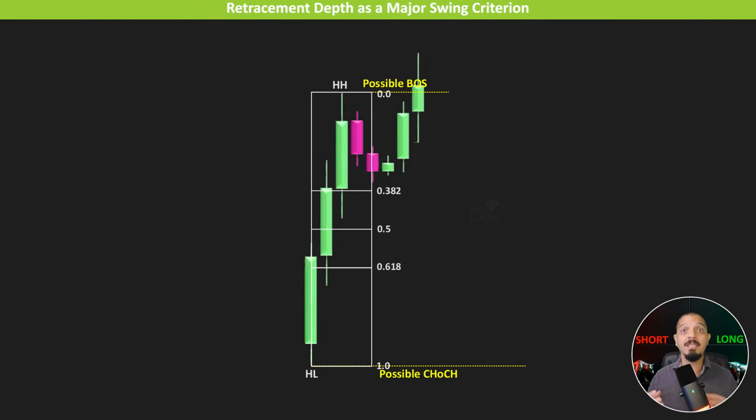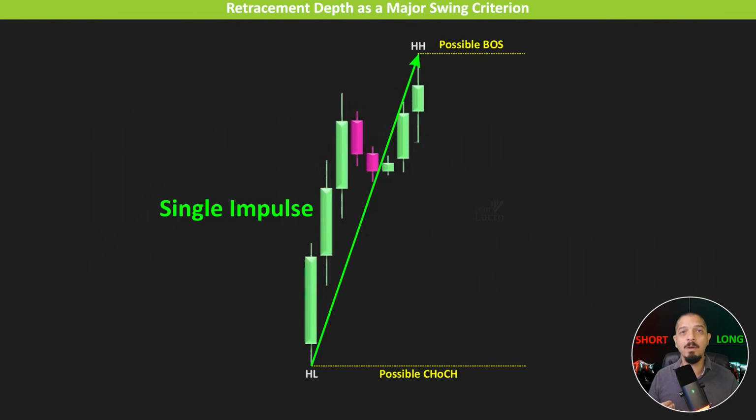Instead of being treated as a completed move followed by a correction, the next push higher is considered a continuation of the same impulsive leg. In other words, both pushes are read as a single impulsive movement rather than two separate swings. This leads us to an important rule in the ComLucro framework. For a retracement to define a valid swing and separate impulsive legs, it must reach at least the 38.2% Fibonacci retracement of the prior impulse.